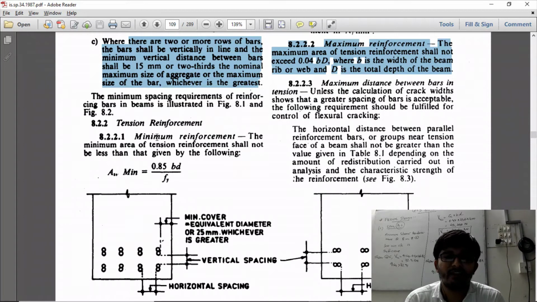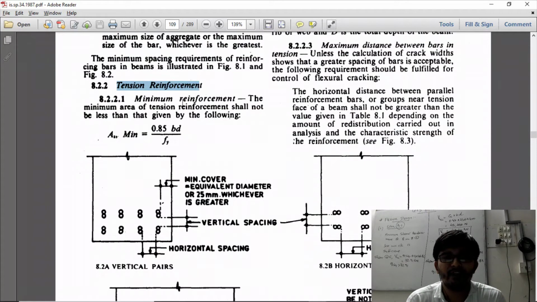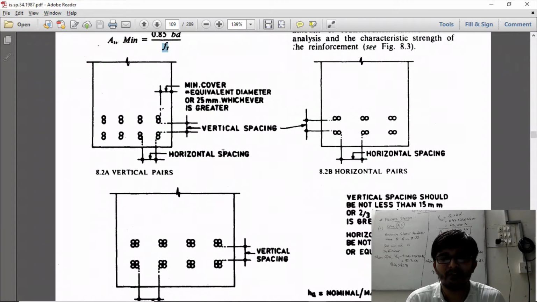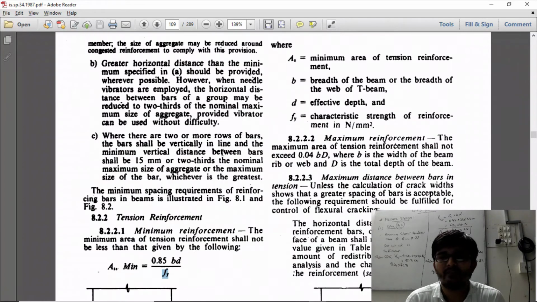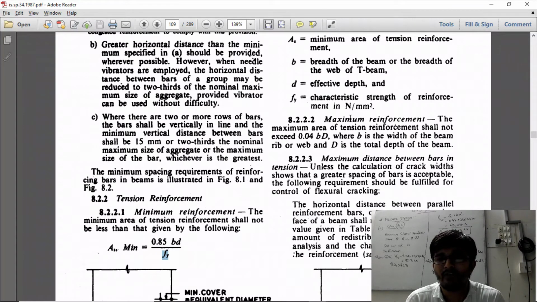Next is for tension reinforcement, minimum reinforcement criteria, right? The minimum area of tension reinforcement shall not be less than given by the formula: As minimum is equal to 0.85 bd divided by fy. The similar formula is there in IS 456 also, right? Then what else we have? We have maximum reinforcement also. The maximum area of tension reinforcement shall not exceed 0.04 bd, that is gross area, right? That is in short, it is 4%. Maximum reinforcement in beam should not exceed 4%.